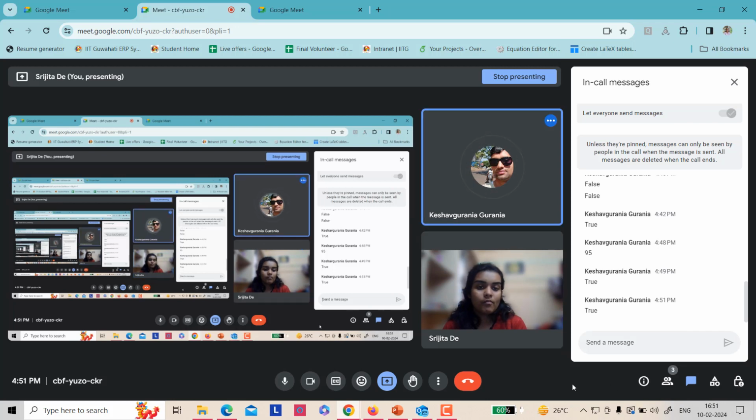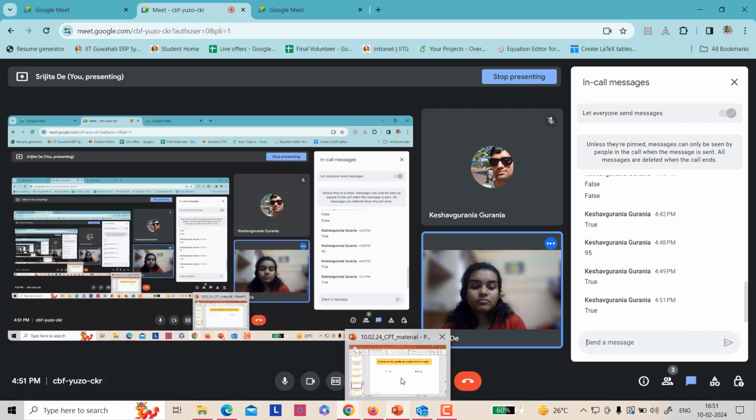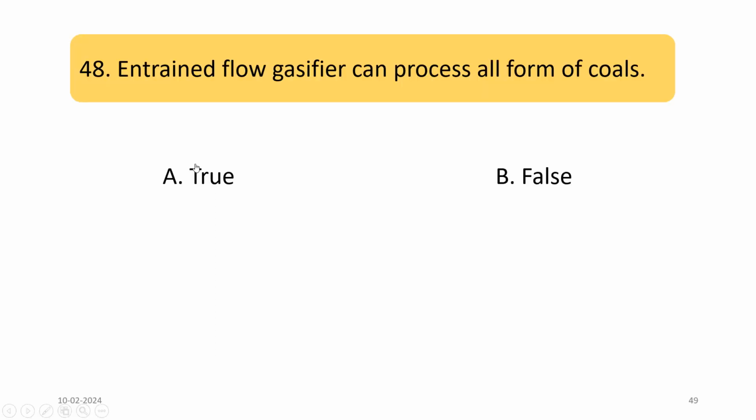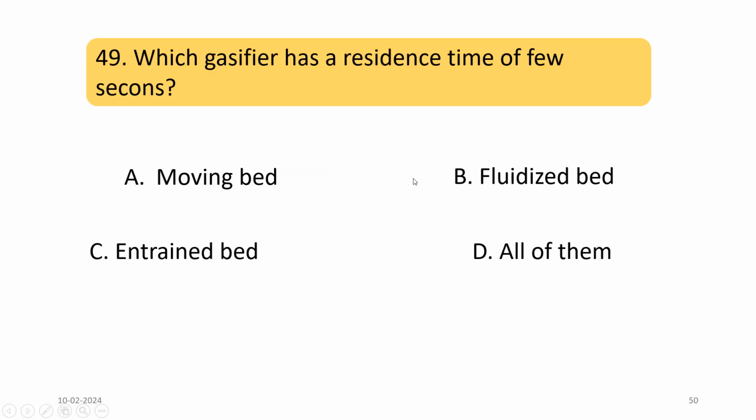True, ma'am. Yes. So it is true. Entrained flow gasifier can process all forms of coals, and the fluidized bed gasifier processes only the reactive coals, and the moving bed gasifier processes only the non-caking coals. So here it can process any kind of coal. So it is true.